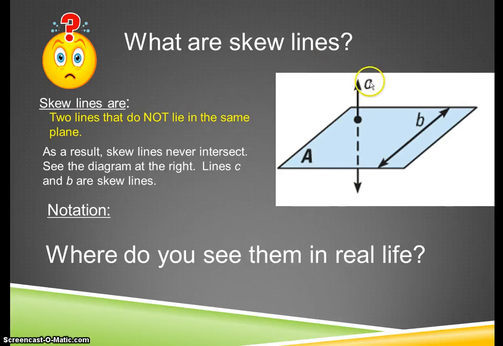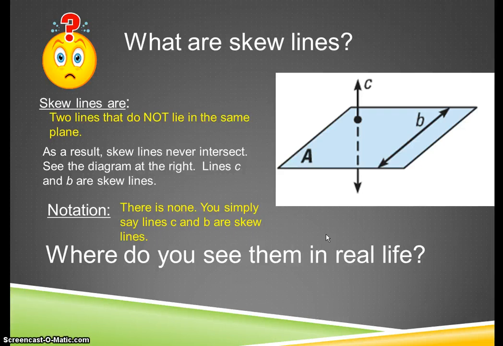C is vertical, where B is not. It's more horizontal. You would think a vertical and a horizontal line would intersect, but because of how these are situated, they don't. So these two lines, C and B, those are skew. Notation? There is none. You simply say lines C and B are skew lines.